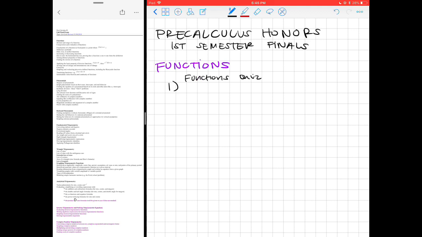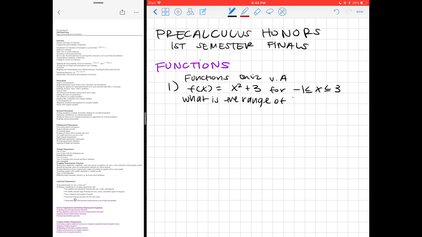So, this first problem is from the functions quiz version A. If f of x equals x squared plus 3 for -1 is less than or equal to x is less than or equal to 3, what is the range?